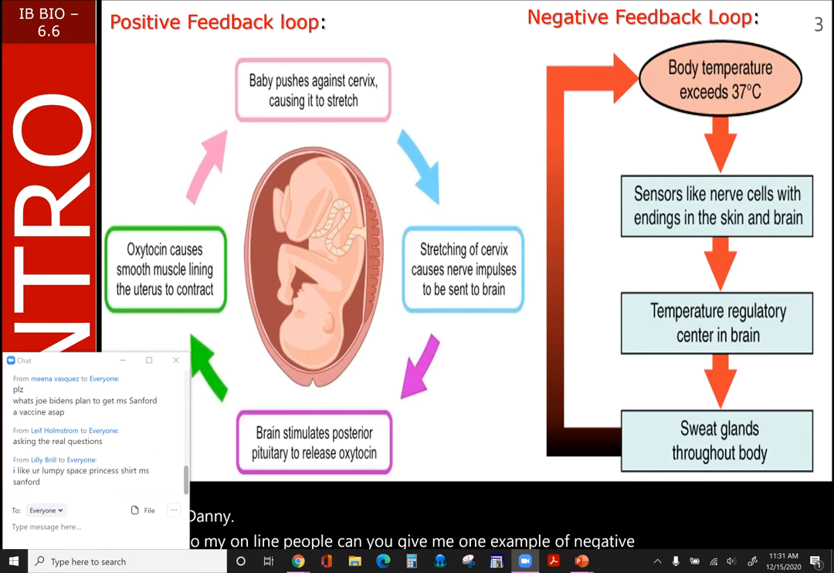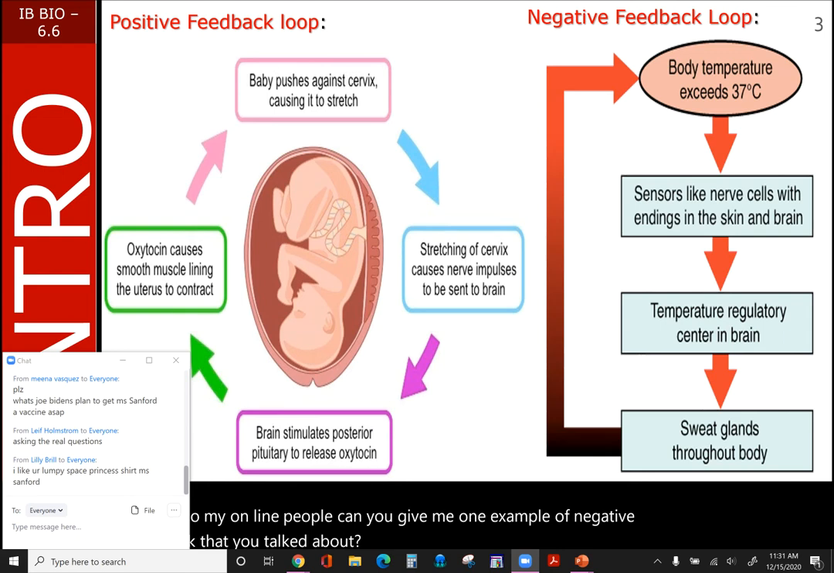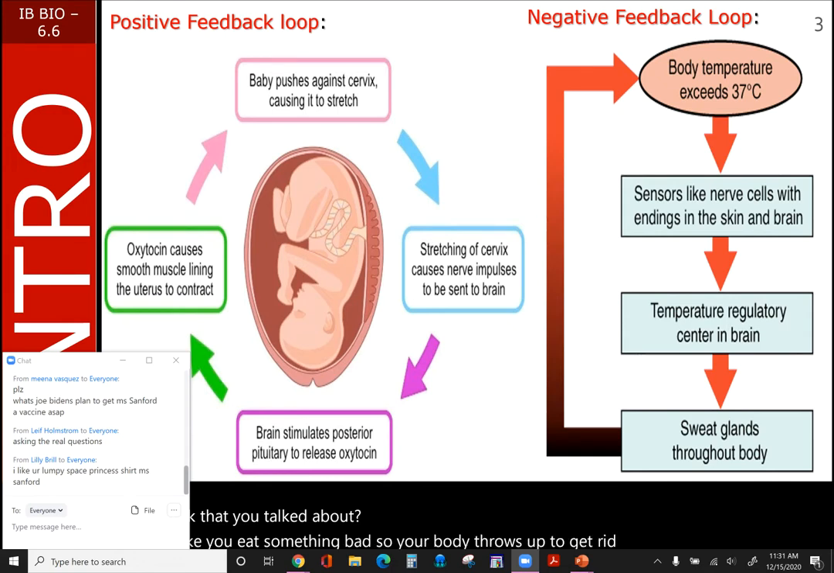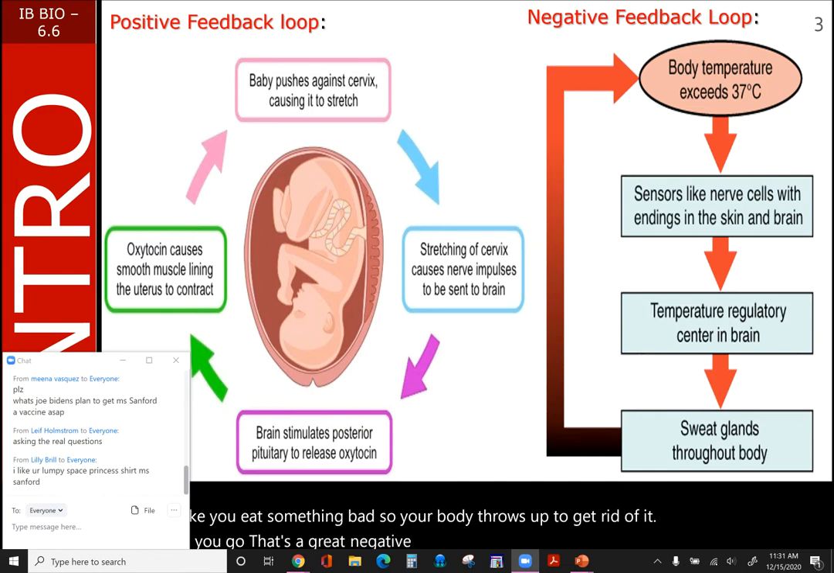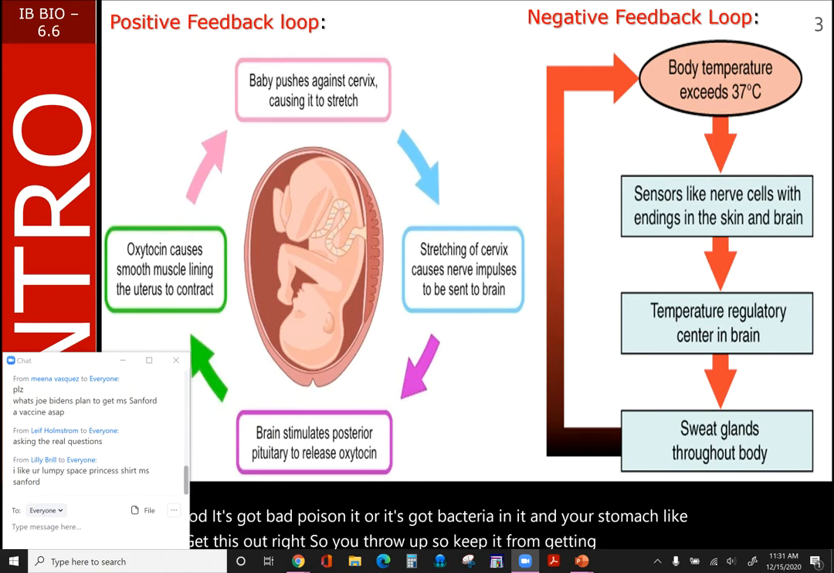All right, so my online people, can you give me one example of negative feedback that you talked about? We said throwing up and hiccuping. Oh, so like you eat something bad, so your body throws up to get rid of it? Yeah. So there you go. That's a great negative feedback cycle. So you ate some food, it's got poison or bacteria in it, and your stomach's like, hell no, get this out, right? So you throw up to keep it from getting worse. I like it. Those are both excellent examples.